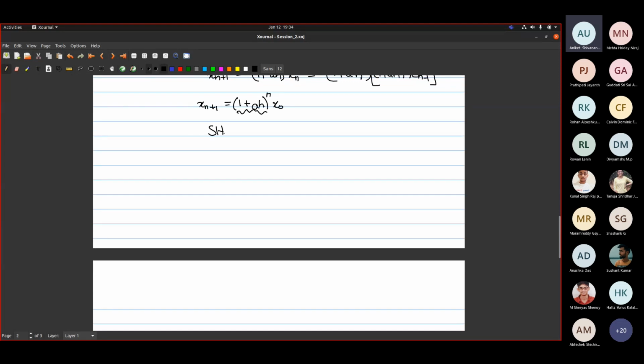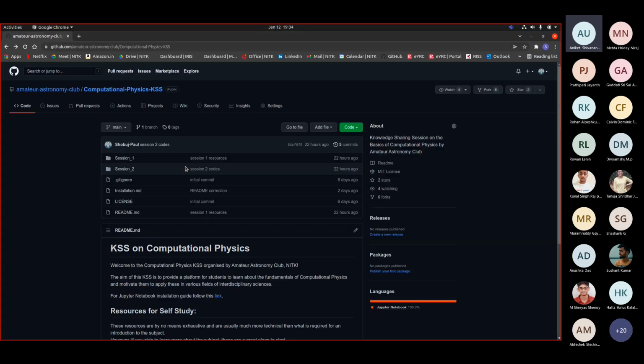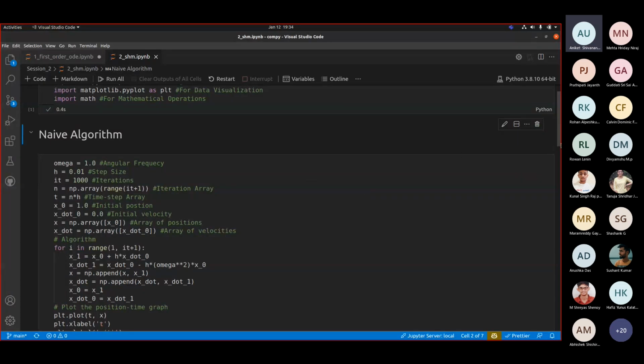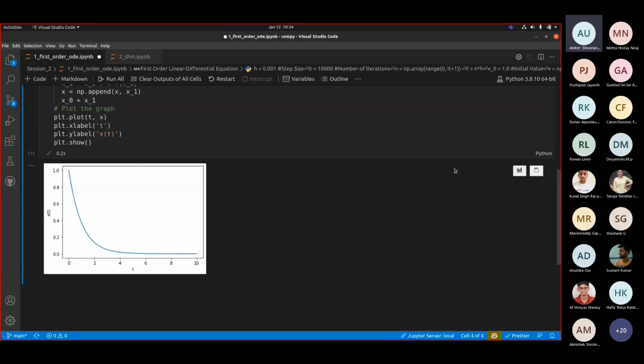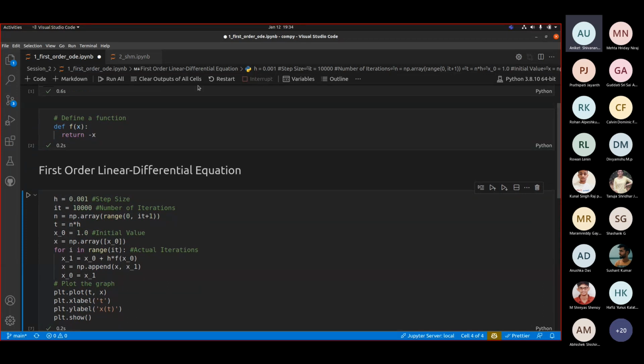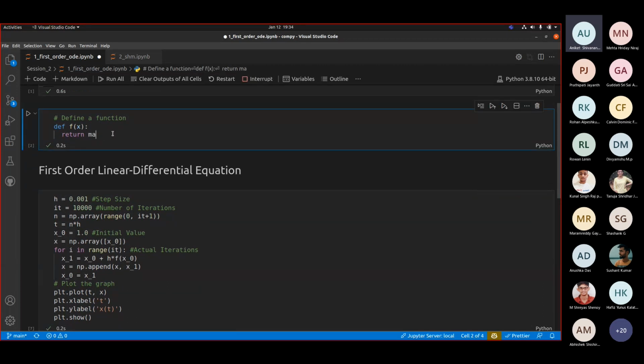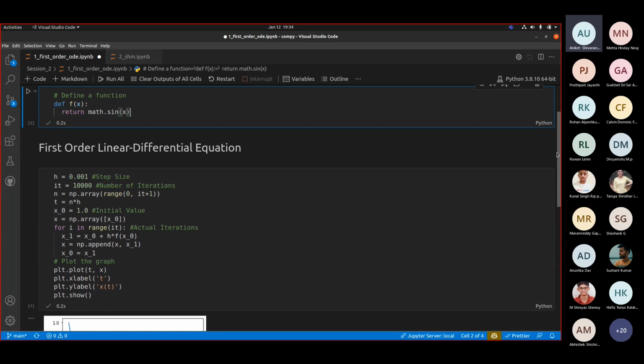Let's move on to SHM. Now SHM, again, I'm very sure all of you are more than familiar with. Okay, wait, before moving on to SHM, I want to show you something. Here I had taken the value of my function as -x. What will happen if I take it as something else? Will it work? It should, since we derived a general expression.